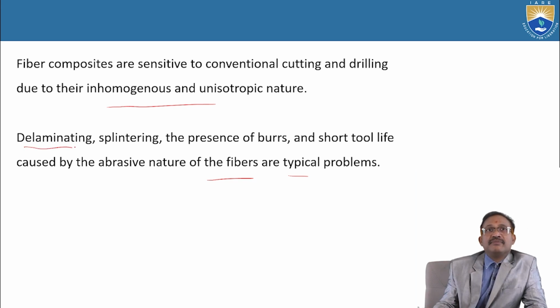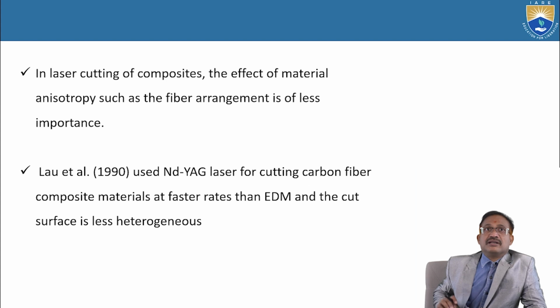Delaminating. Delaminating means it is exactly opposite to the sticking or lamination. Okay, so spalling is also one of the synonyms to this delamination. Okay, next, splintering, the presence of burrs and short tool life caused by the abrasive nature of the fibers are typical problems here. In laser cutting of composites, the effect of material anisotropy such as the fiber arrangement is of less importance. Okay.